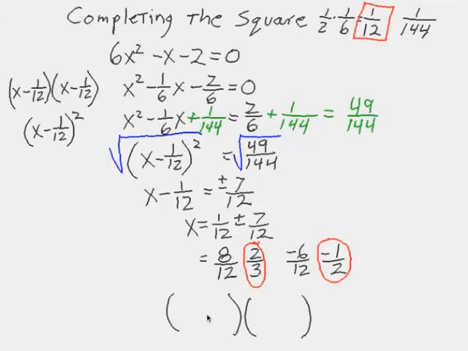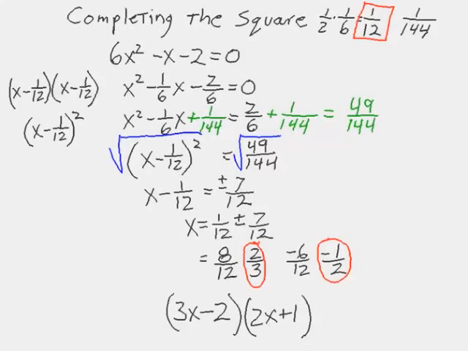3 ends up here with the same sign, 2 ends up here with the opposite sign. 2 ends up there, negative 1 here with the opposite sign. And there are my two factors.